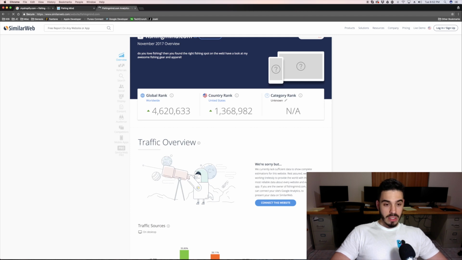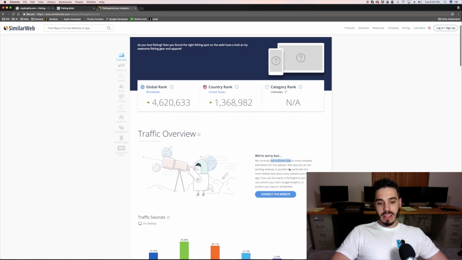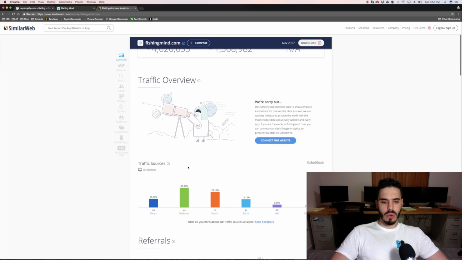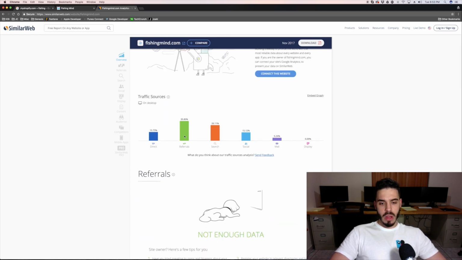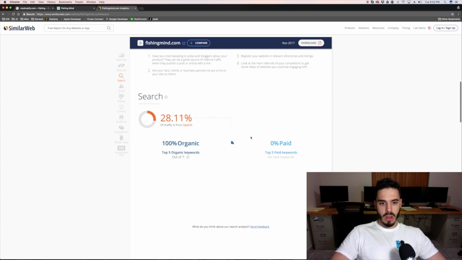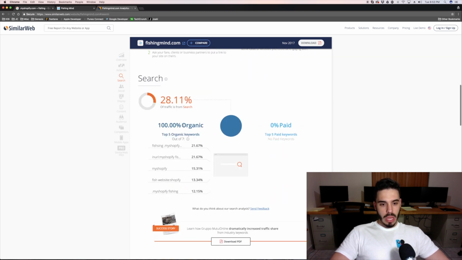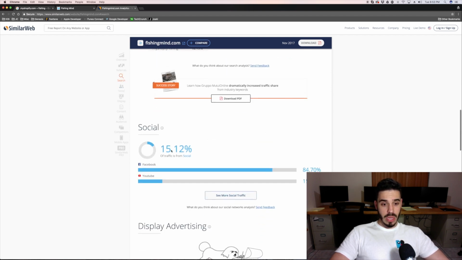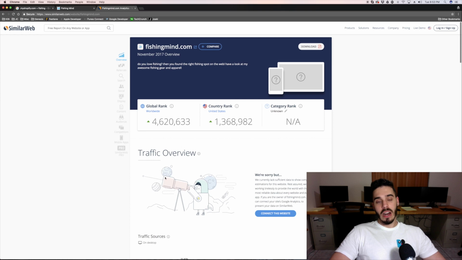You see this area that says the traffic overview, and it says, we're sorry, but there's a lack of sufficient data. That means this store is more than likely not making any money at all, because they're not getting any traffic worth showing on this website. We could also scroll down and see where this store is getting their traffic from: referrals, search, social, mail, and what people are looking up in order to get there. Obviously people are looking up Fishing My Shopify because it's the first one that comes up. They're getting some traffic from Facebook and some from YouTube, but this store is not getting a substantial amount of traffic, which means it is not a good candidate for us to use to spy on competitors.